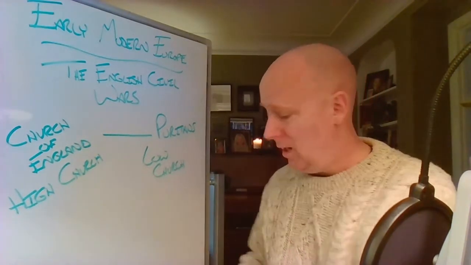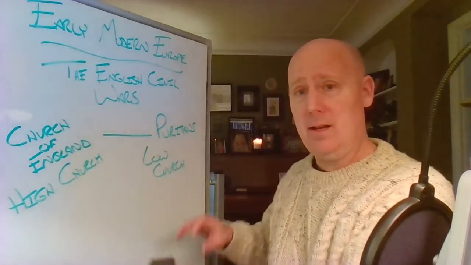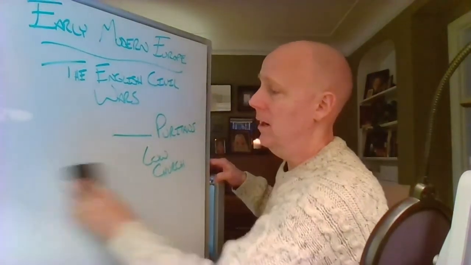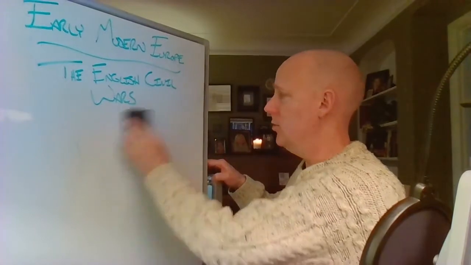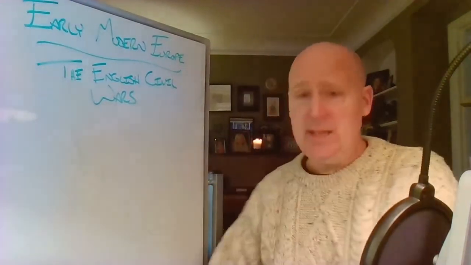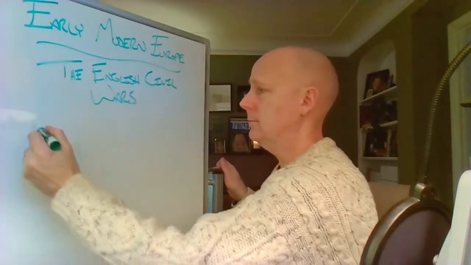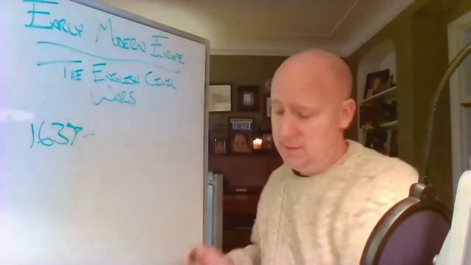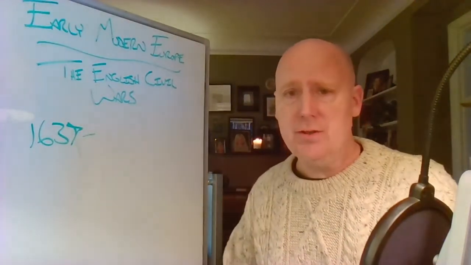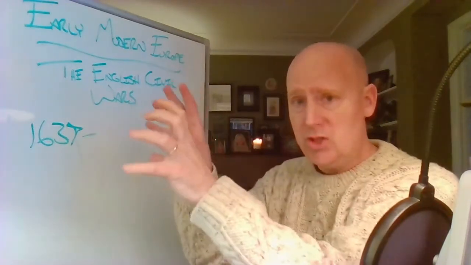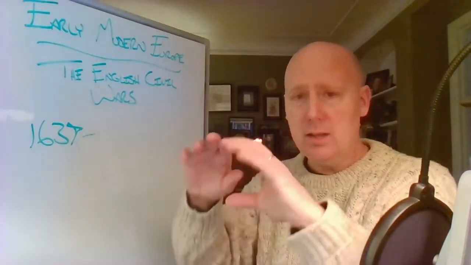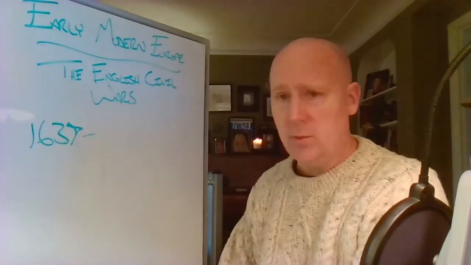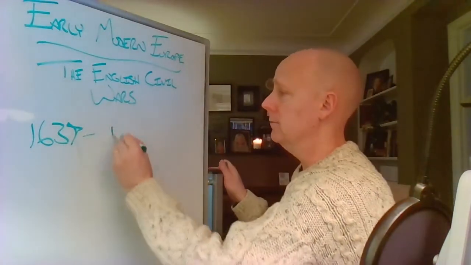And so what you've got here is another aspect of the crisis that is emerging, because in 1637, Charles I is going to impose on Scotland a Scottish version of what is called the Book of Common Prayer.